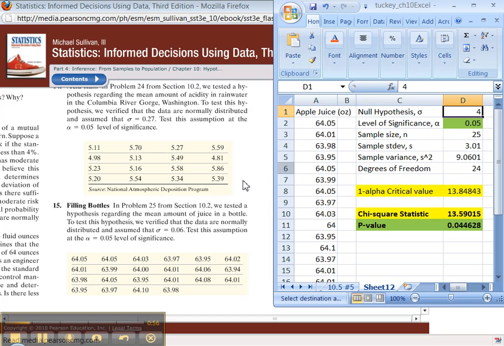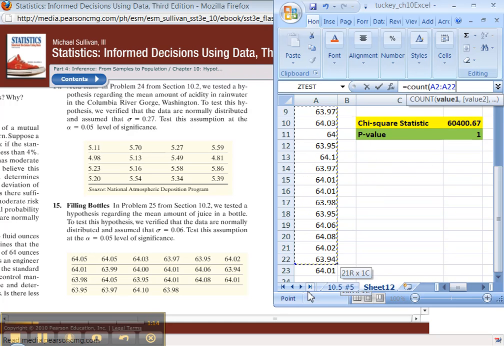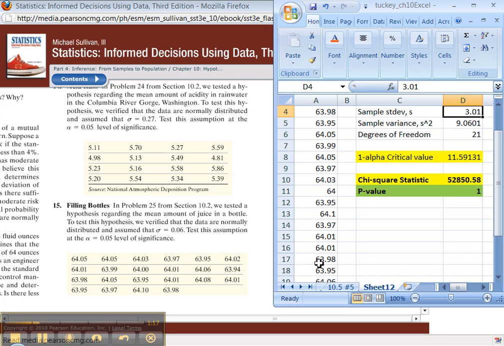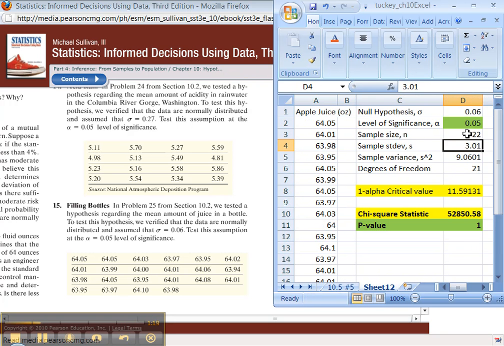All right, the null hypothesis is assuming, oh look at that, assumed sigma is 0.06. There we go, 0.06. Alpha is 0.05, great. N is however many there are in this set. So I'm going to count, highlight the data, enter, beautiful, 22. And notice my degrees of freedom automatically figured, because I did cell referencing, as 21.